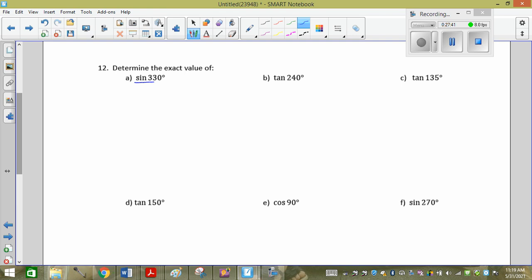Sine of 330. So we want the exact value of sine of 330. If it says exact value, this says go look at your unit circle. This is where your unit circle is going to come in handy. So sine is what on the unit circle? Y. Sine is y. So I go to y at 330, and it is negative 1/2. Done. So we're literally just looking off the unit circle for these. So I go to 330, I go to the y, and I write it down, and I move on.